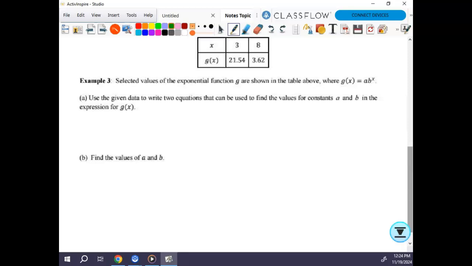It says selected values of the exponential function g are shown in the table above. And again, I'm going to box or circle it so I can find it easily. There's no story behind this, but it just says use the given data, again, to write 2 equations that can be used. I'm just writing the equations. Now, I don't have to dig the numbers out of a word problem, but it is in a table that is horizontal instead of vertical.